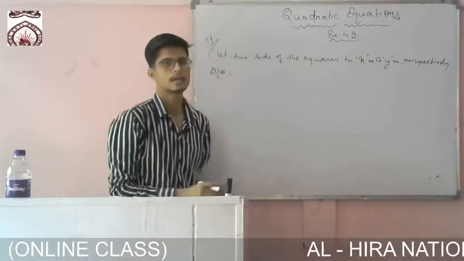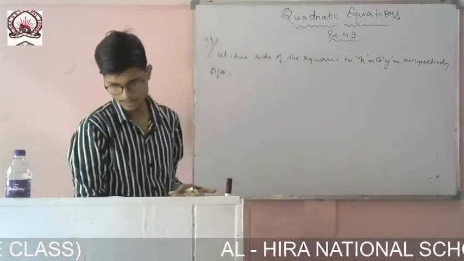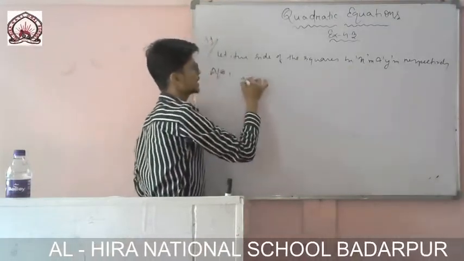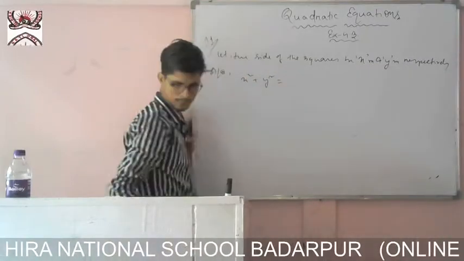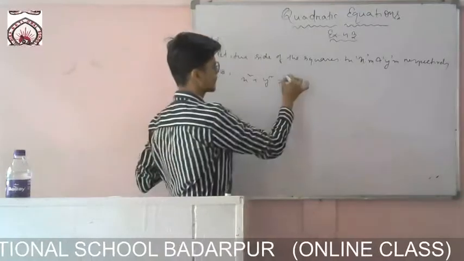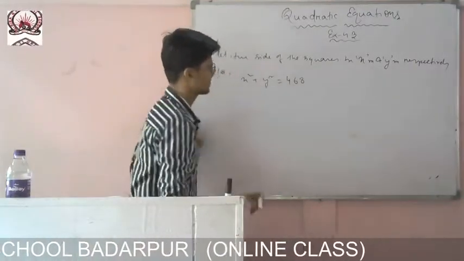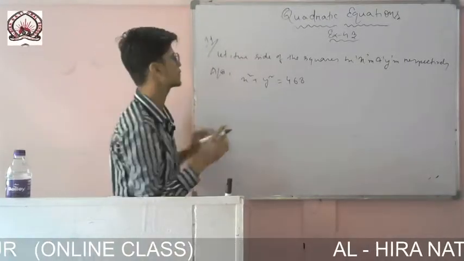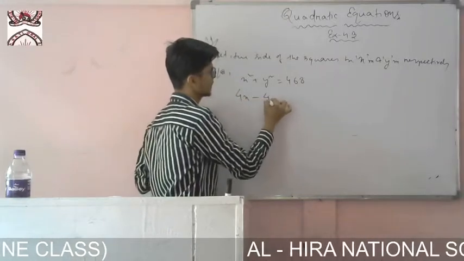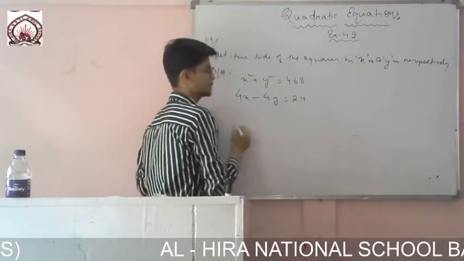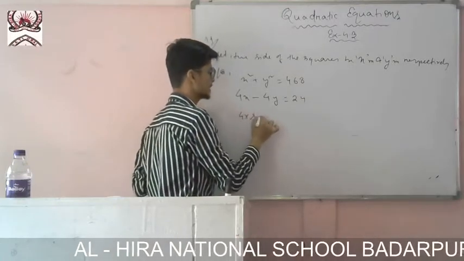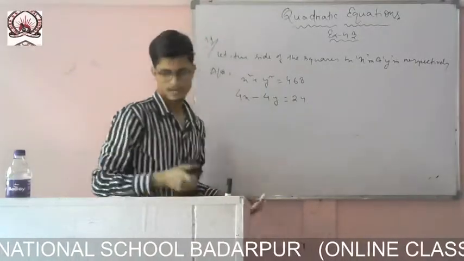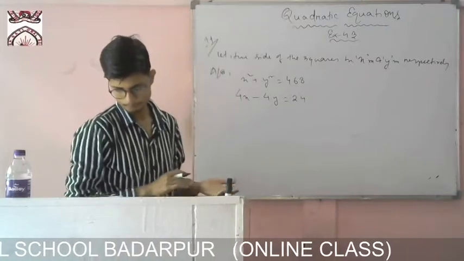According to the question, the sum of the areas of the two squares is given. The area for each one will be side square, that is x square for this one, and y square for this one, and their sum is given as 468. That is the first condition. Another one is that the difference of their perimeters is 24. How do we find the perimeter? 4 into side, here the side is x, so it will be 4x. So 4x minus 4y is equal to 24.